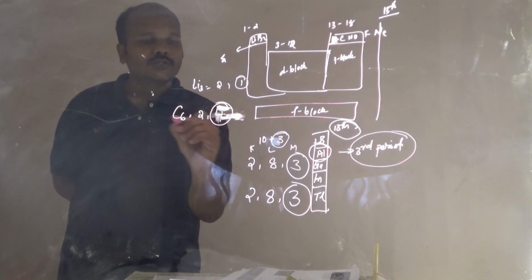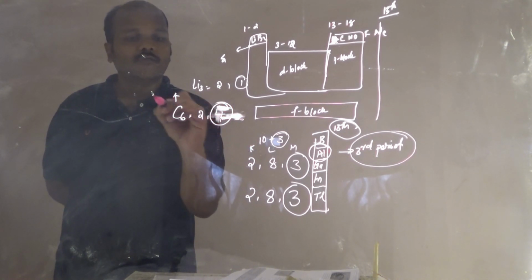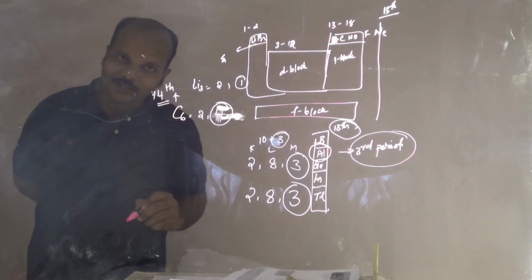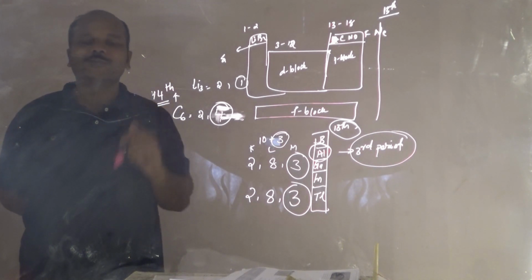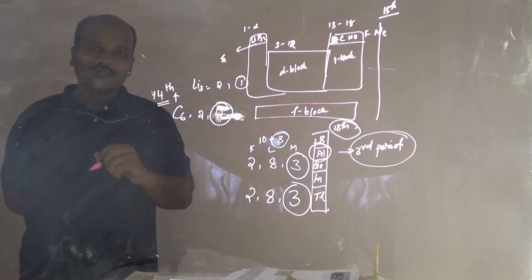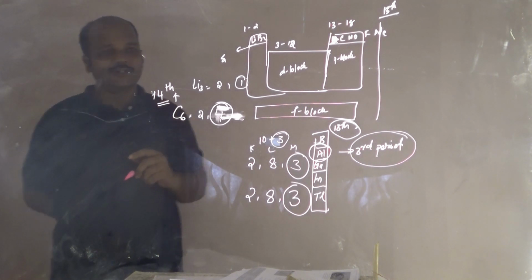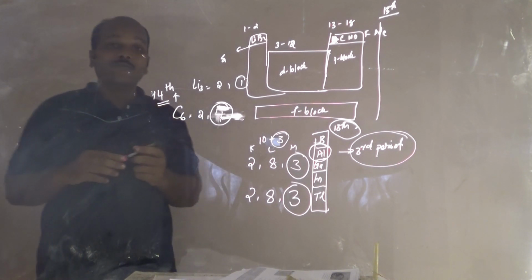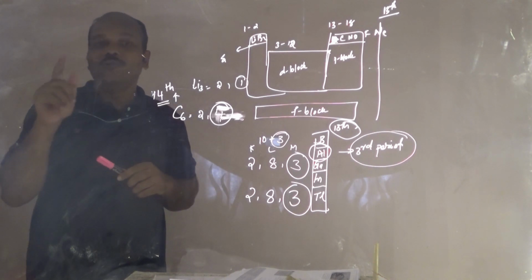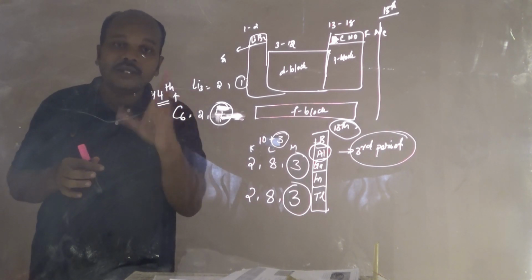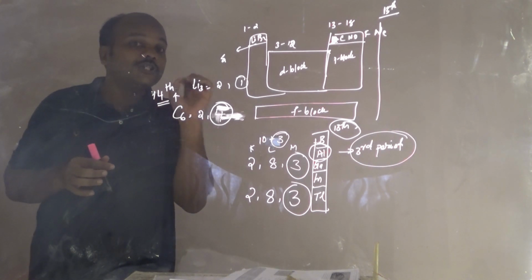Carbon is in the 14th group. That means it has 4 electrons in the outermost shell. If it is in the 15th group, that means 5 electrons will be there in the outermost shell. If it is in the 16th group, it is going to have 6 electrons in the outermost shell. So the group it belongs to tells you how many valence electrons are present, and the period tells you how many shells are present.